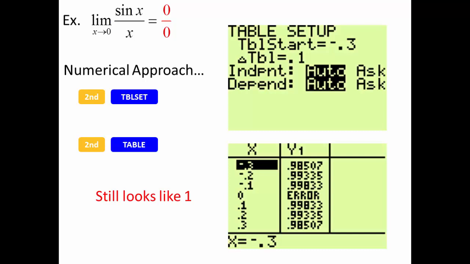Now at this point, I've kind of run out of methods. My algebraic approach was, I have no idea. My graphical and numerical approach seem to confirm that the answer is 1, but there's another approach that we have yet to talk about, and that's the geometric approach.